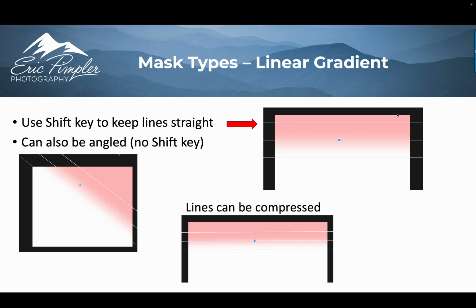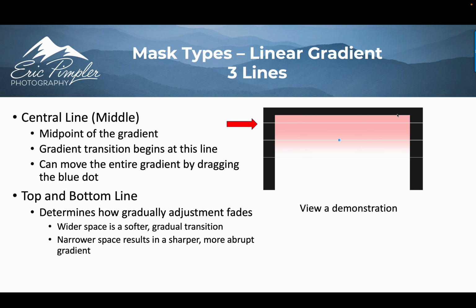Sometimes you want to draw a linear gradient at an angle. You can see that on the left-hand side of the screen. Maybe you've got just a piece of the sky coming in from the upper right-hand corner of your photo, and so you might want an angled linear gradient. You can easily do that. You just want to make sure you don't hold the Shift key down, and then you'll drag it from the corner in which you want to create it. And then once the linear gradient has been created, you do have the ability to either expand or compress the lines, and that will ultimately affect the linear gradient mask that gets created.